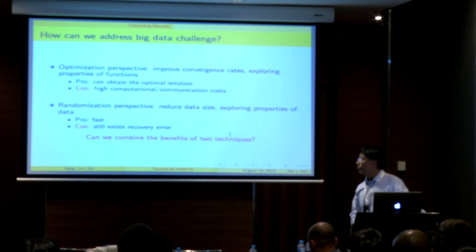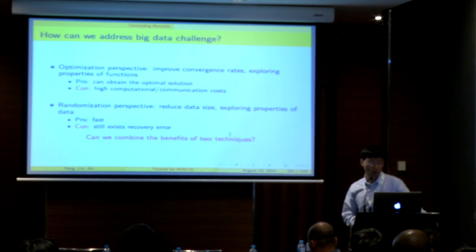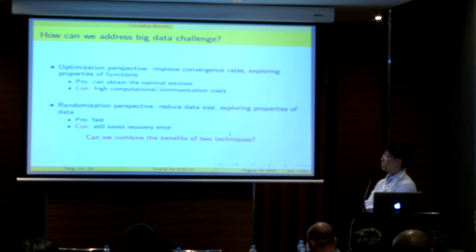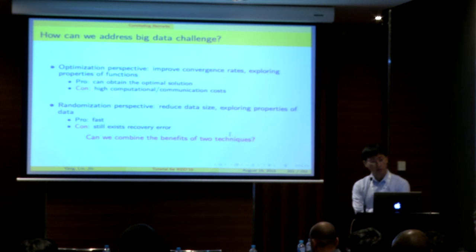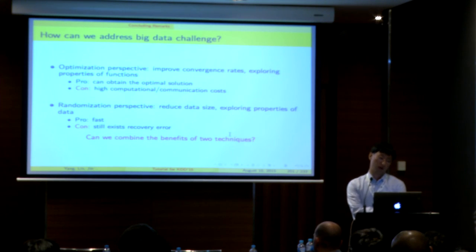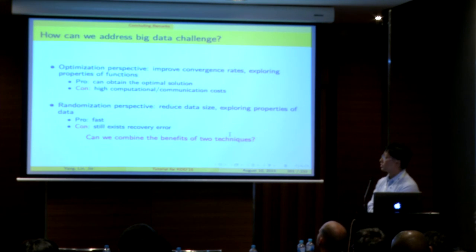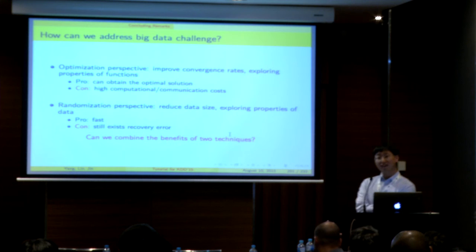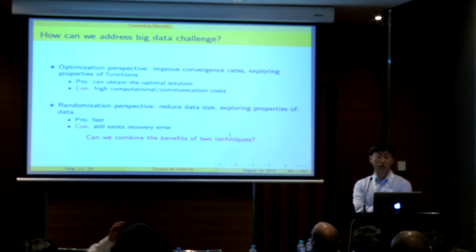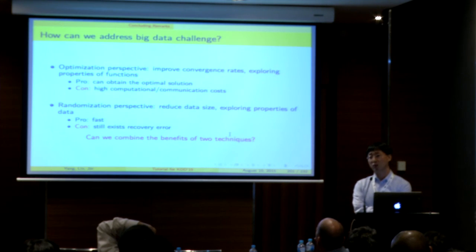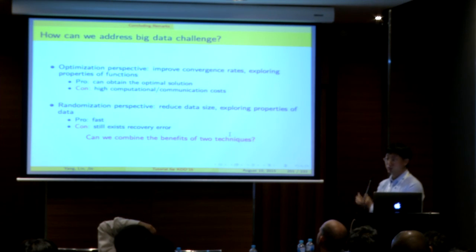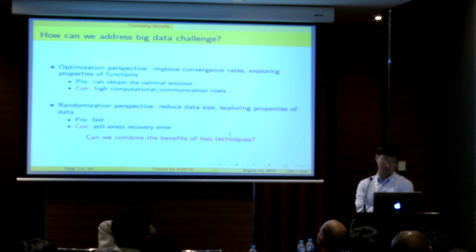In terms of the advantages and disadvantages of the two kinds of approaches: for the optimization approach, the advantage is that we can obtain the optimal solution. The disadvantage is that it still suffers from high computation and communication cost for big data. For randomized approaches, the advantage is that it could be very fast, reducing the data to a much smaller size. But the disadvantage is that we still have recovery error. Although we have a guarantee on the recovery error, we still have this kind of error there.